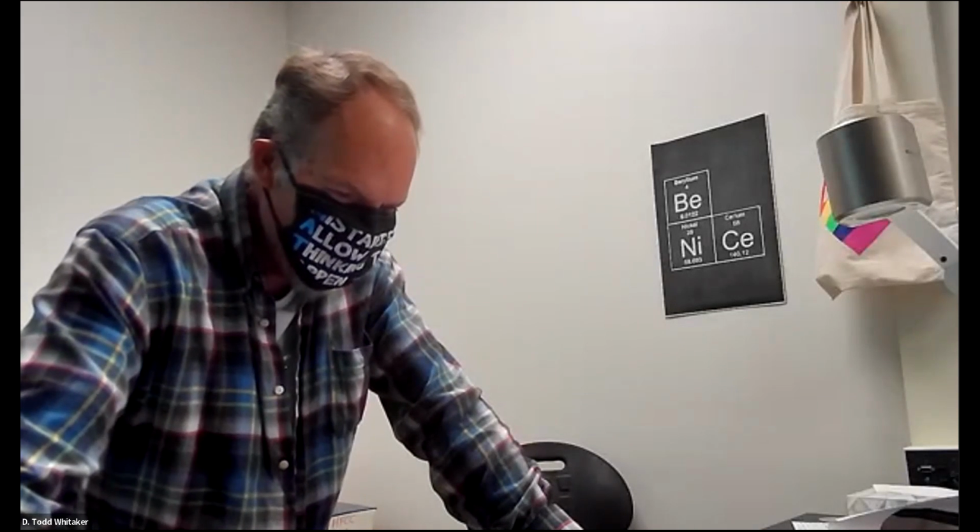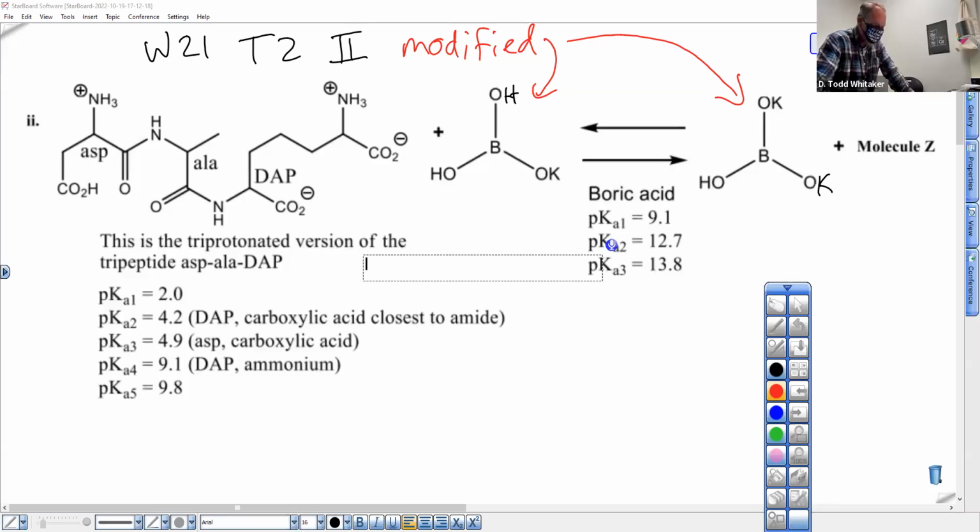We're going to do a modified version of the previous video. Watch the previous video first. It's Winter 21, Test 2, Part 2. It's this molecule plus that in the other video on this side and this on the other side. So we've changed all the acids and bases around.